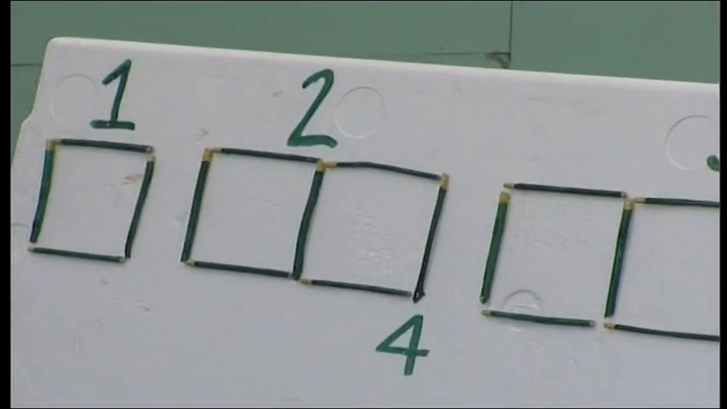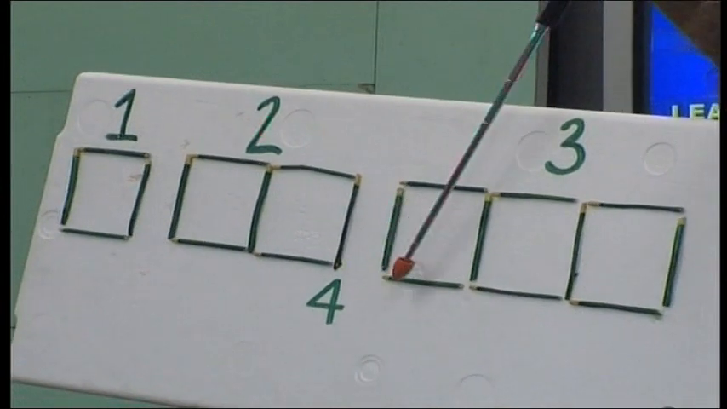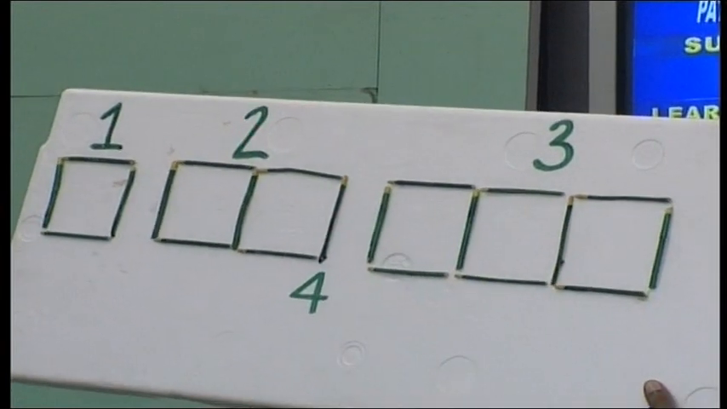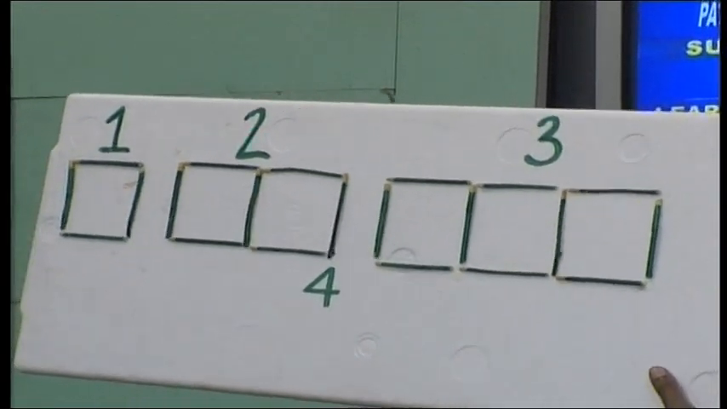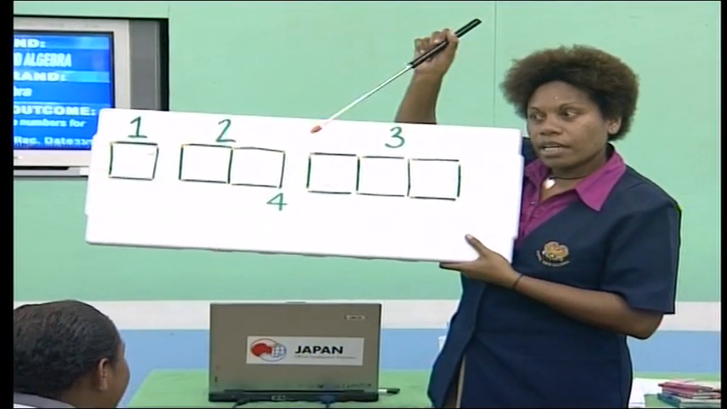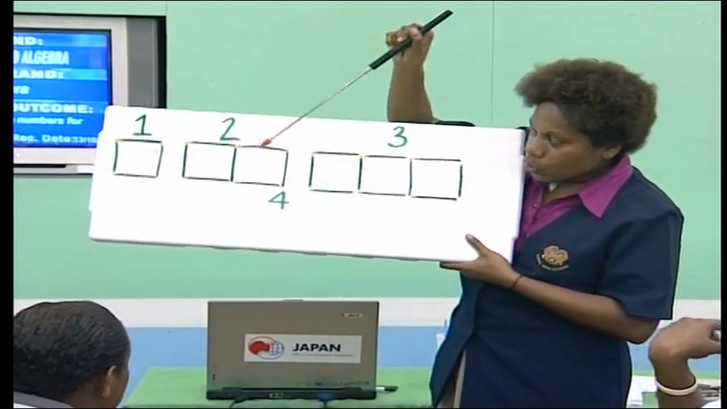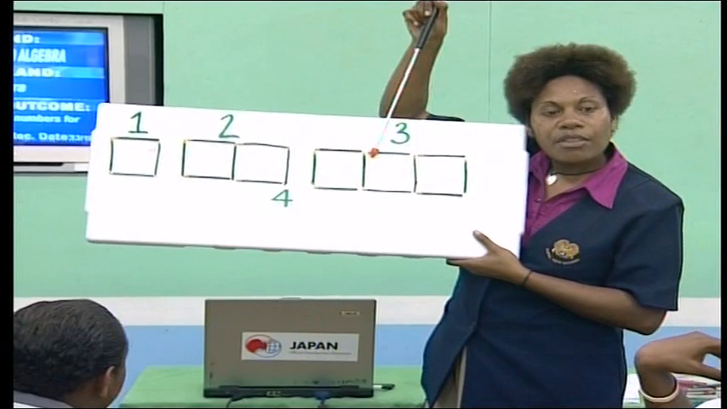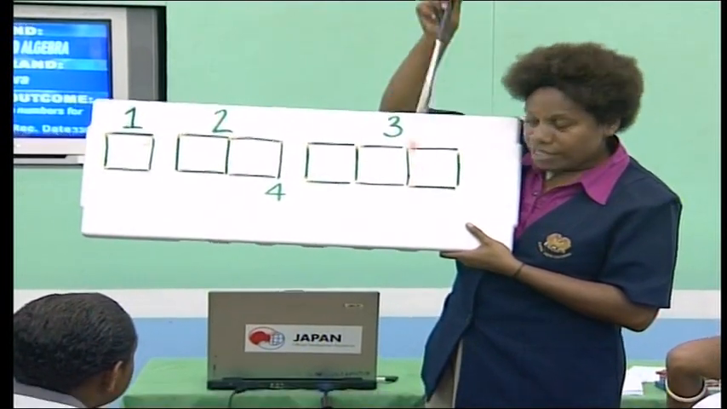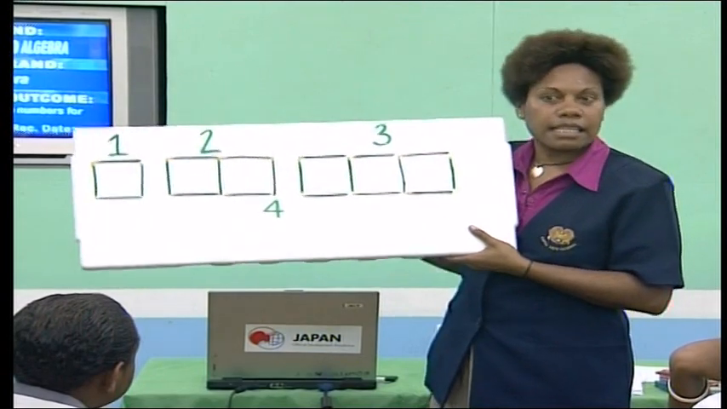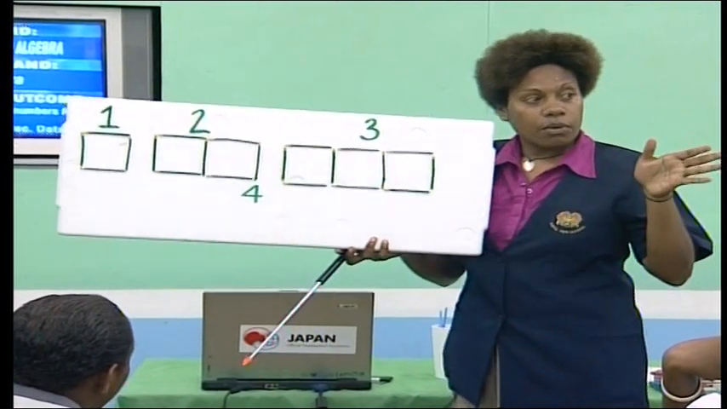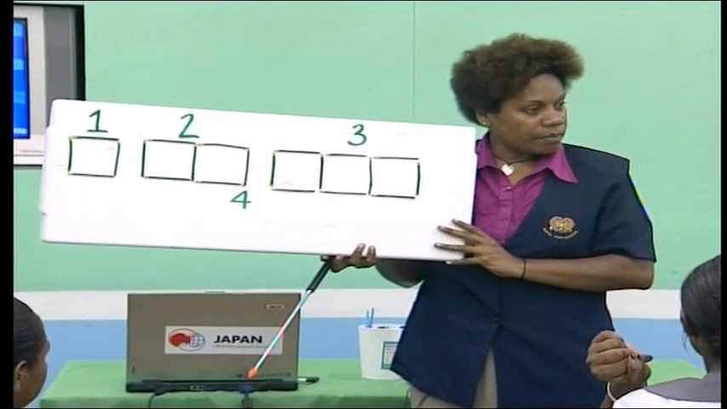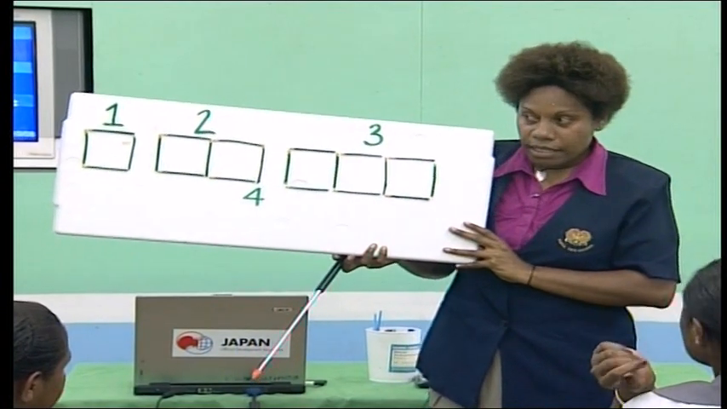Let's see. How many sticks make up three squares? One, two, three, four, five, six, seven, eight, nine, ten. Ten sticks make up three squares. So seven here makes up two squares. Seven plus three gives you ten sticks, which make up three squares. So Clement's rule was correct. Start with four and add three each time.